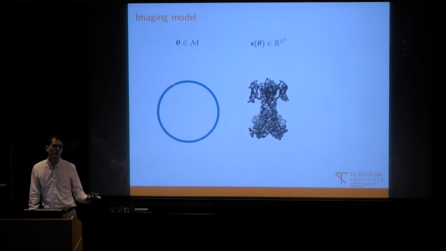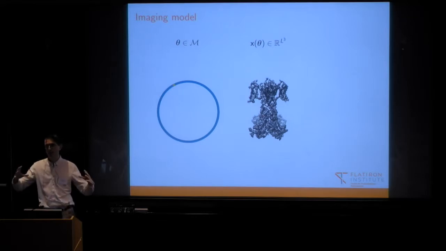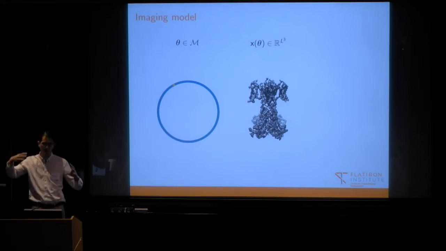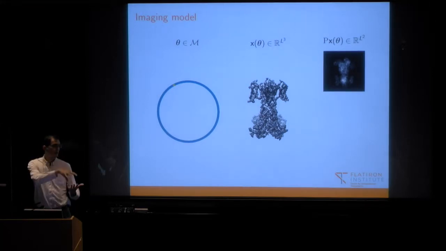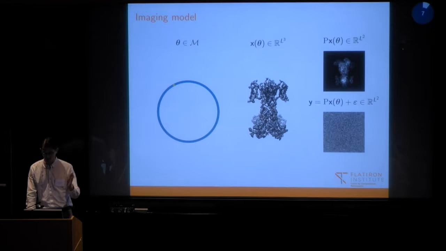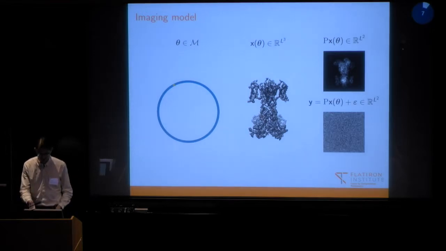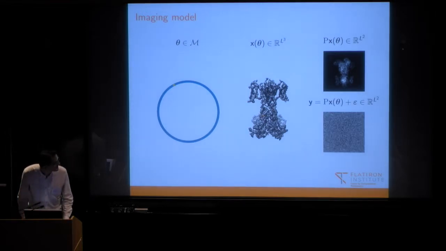So x is a function of theta, and x is something that lives in an L by L by L cube, a density map. We take that, we have some projection direction, and we project that density map, and we get some image. We apply CTF, we apply noise, we do all these things, and we get something like this. So this is, as you're all familiar with, what the data looks like.